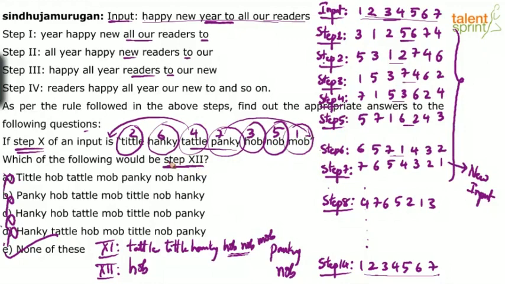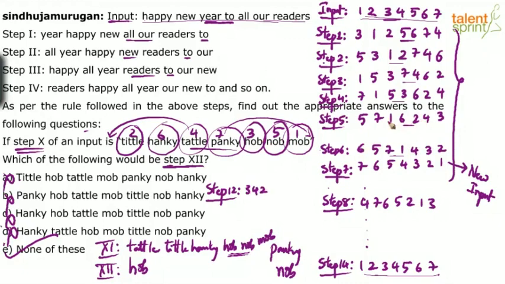Step 12. You know that step 12 will be the reverse of step 5. What is step 5? 5716243. So the answer in step 12 should be the reverse of this. Right? So what will be step 12? Step 12 will be the reverse of step 5. Reverse of step 5 is what?